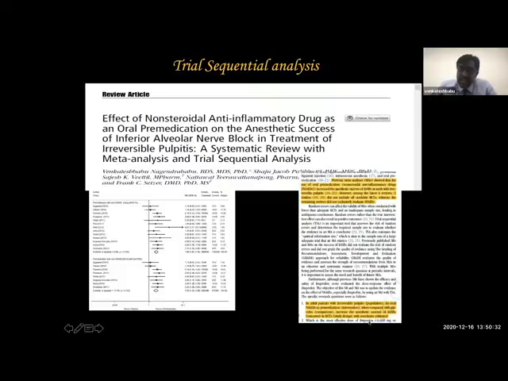Plus, if you see the highlighted line below, the last words, this is our aim with conclusive evidence. It means even though a meta-analysis gives a positive or negative result, trial sequential analysis is the evidence which confirms the result of the meta-analysis. To make it very simple, trial sequential analysis will confirm your results of the meta-analysis. For example, here I am comparing so many studies. I will show you in the next slide.